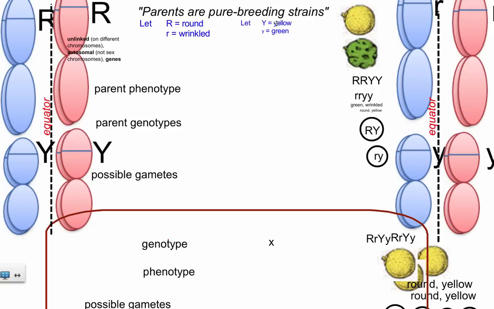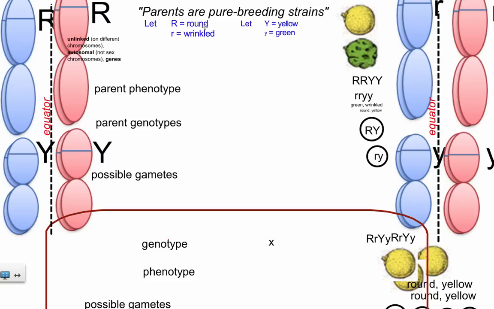And then the other trait that we're considering at the same time is color. So this is seed shape, and this is going to be seed color. So big Y means yellow and little y means green. If you're writing this by hand, make sure that your big Y and your little y look significantly different.